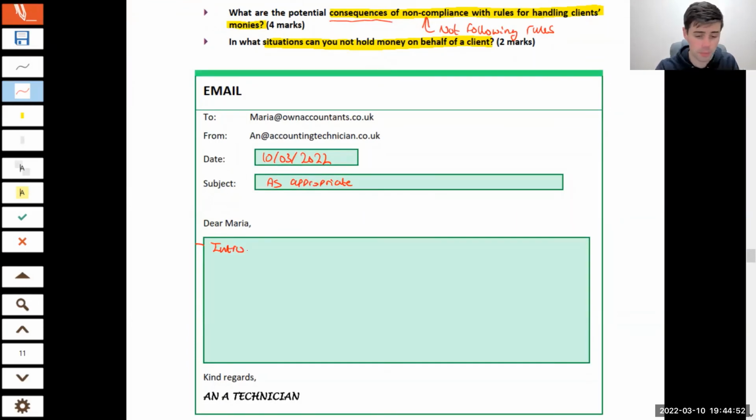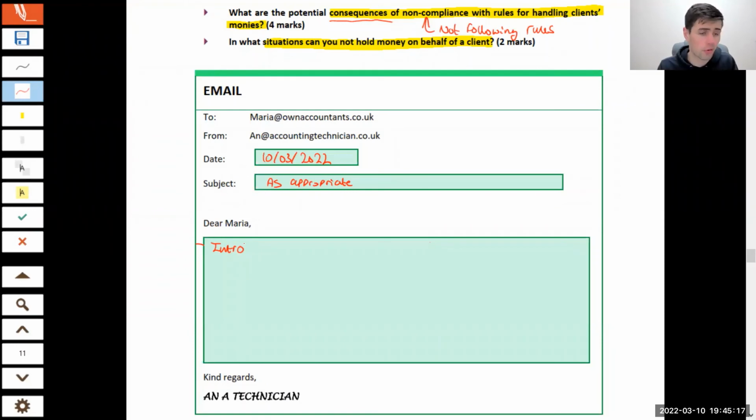And you can very well pick up a mark for this. It doesn't need to be anything crazy, just a quick one. So it can be anything regarding your query about handling clients' money. Here are some consequences. It could be something pretty straightforward, but don't underestimate the value of a short and sweet introduction. This runs through to level 4 as well. I will point that out.